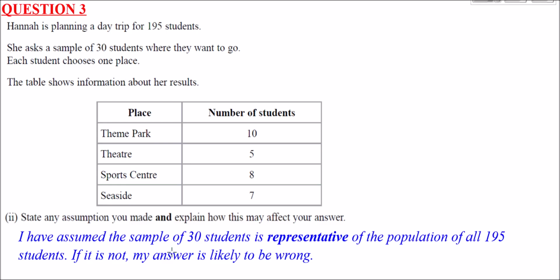Then in terms of how it might affect the answer, if it's not representative, my answer is likely to be wrong. If this sample is skewed and you've just asked a certain grouping of people and not taken the sample from throughout the population, it can't be guaranteed that the sample will accurately reflect the whole population that it's meant to be representing.